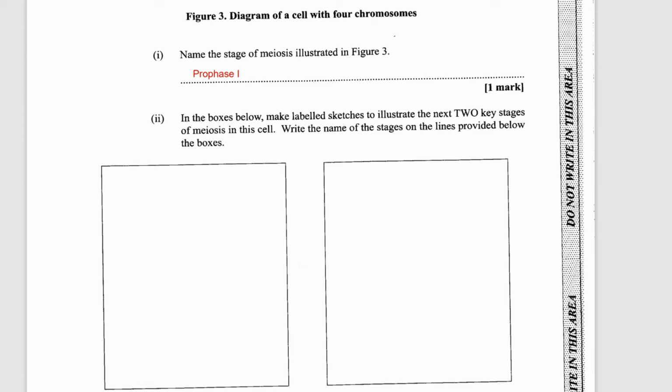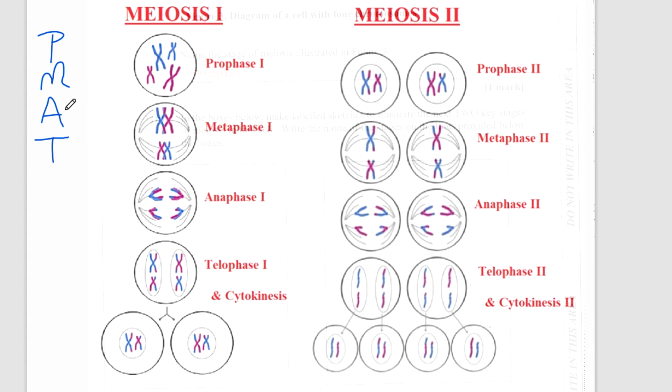So for the next 2, remember PMAT, or IPMAT if you want to include interphase, but interphase is not really one of the steps. That's just a precursor to the steps. You have prophase, metaphase, anaphase, telophase. And of course you'll have a second round of these in meiosis too.